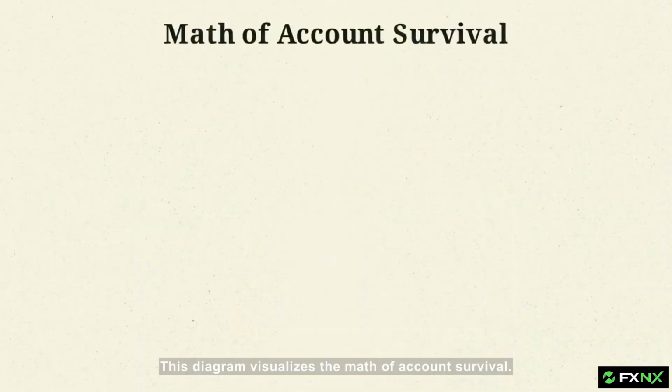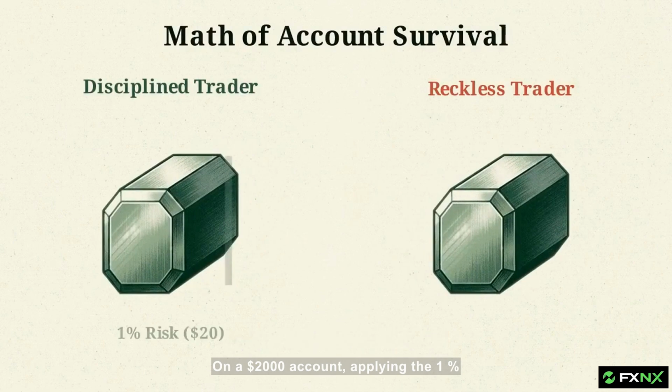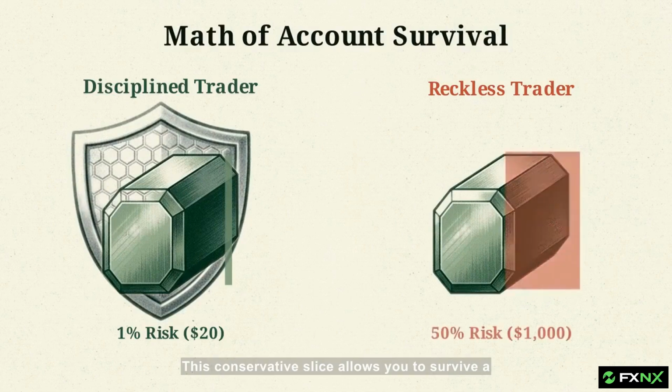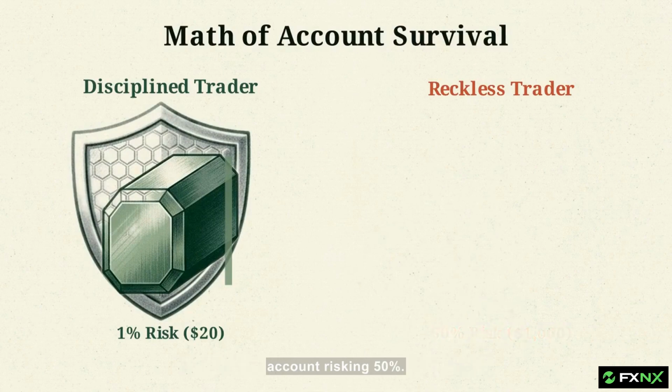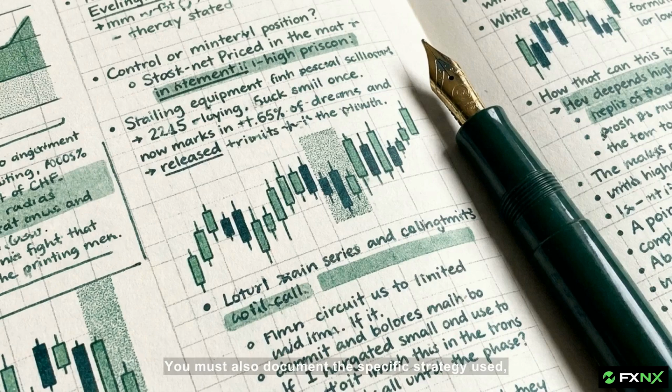This diagram visualizes the math of account survival. On a $2,000 account, applying the 1% rule means risking just $20 per trade. This conservative slice allows you to survive a string of losses that would instantly destroy an account risking 50%. Strategic practice requires detailed journaling. Recording your entry and exit points is just the baseline. You must also document the specific strategy used and your raw emotional state during the trade.